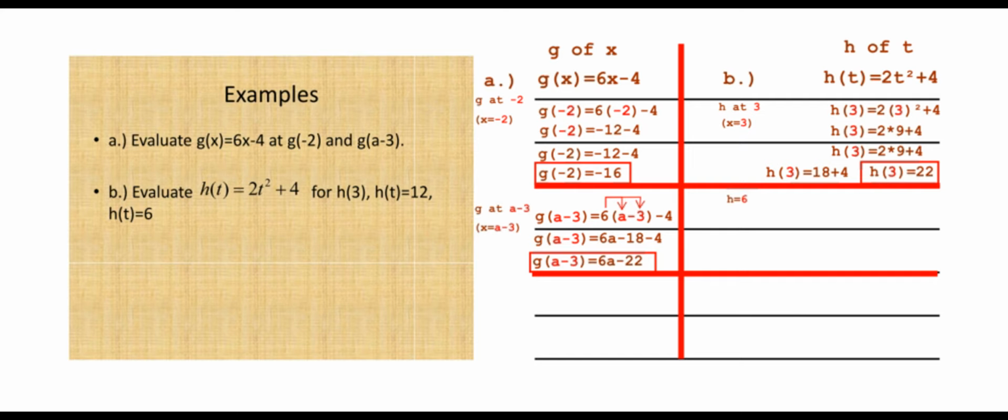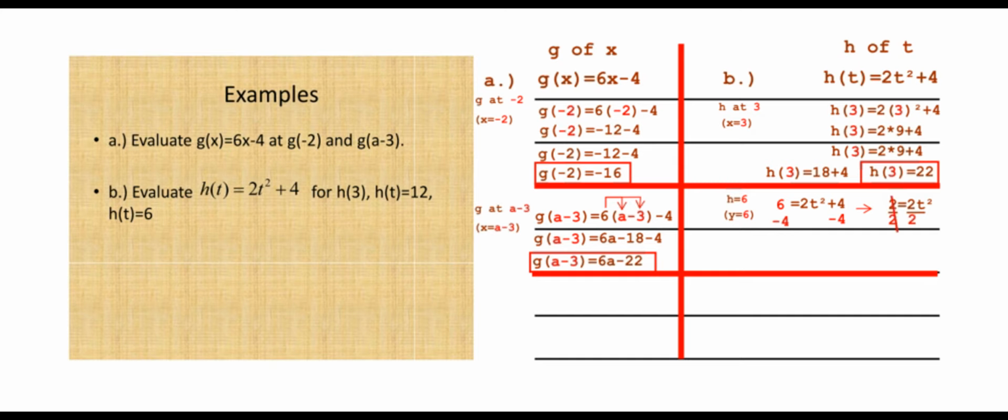So h equals 6 in this case. Instead of h at 6, it's h equals 6. So that means it's the y value, y equals 6. So let's replace the y value with the 6. So we have 6 equals 2t squared plus 4. Let's get rid of the 4 to solve for t. So 6 minus 4 gives us 2. That leaves us with, on the other side, 2t squared. So let's get rid of the 2 via division. So we're dividing by 2.